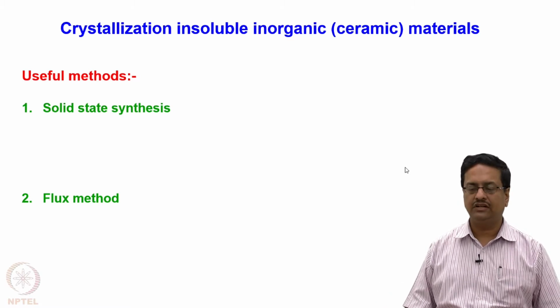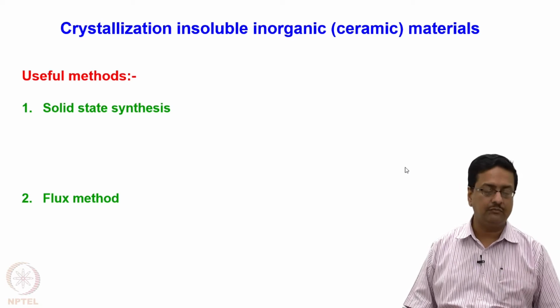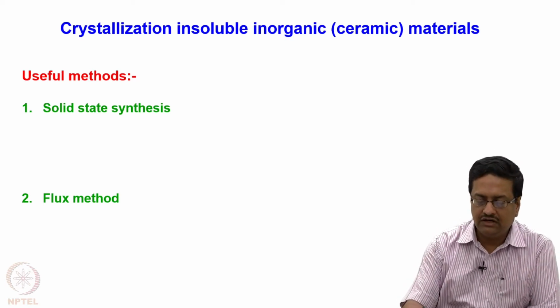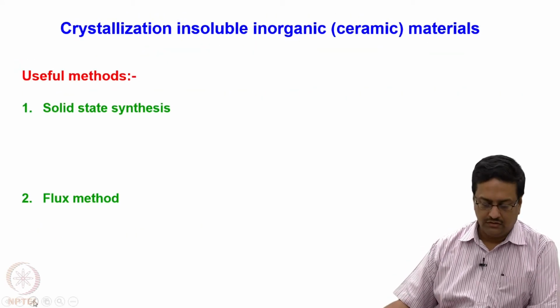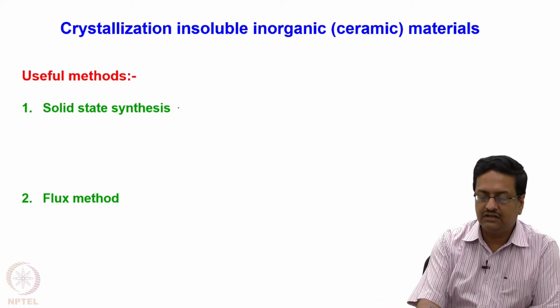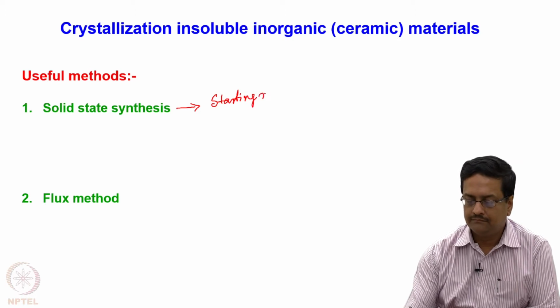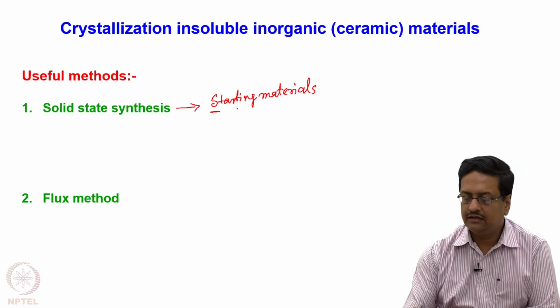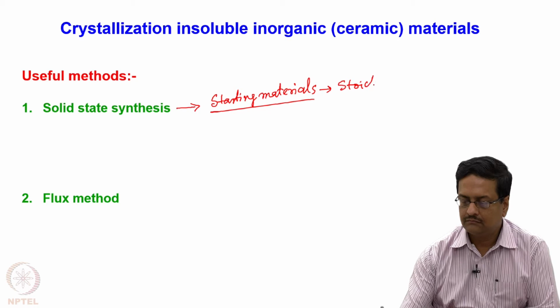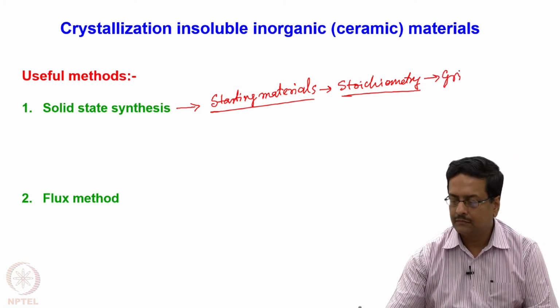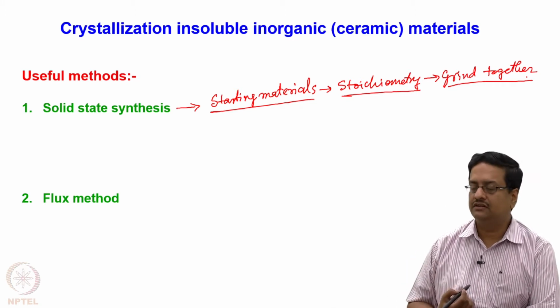There are a large number of different inorganic materials, ceramic materials, which do not dissolve after they are made from their starting materials. So in those cases, the crystals are to be grown during their synthesis itself. In case of solid state synthesis, what one does is the following. You take the starting materials in a given stoichiometry, and then grind them together to make a uniform mixture of the starting materials.